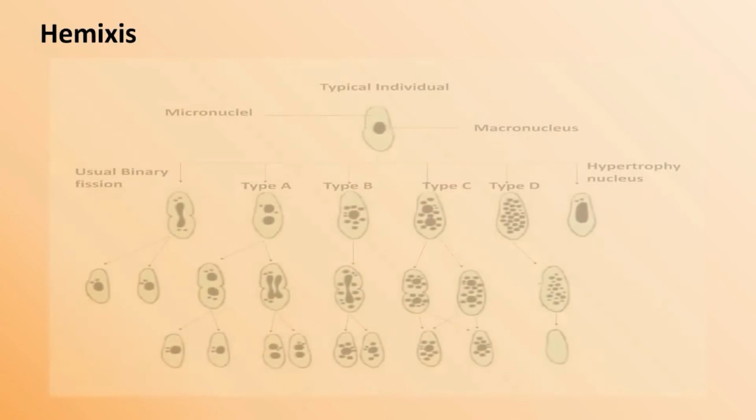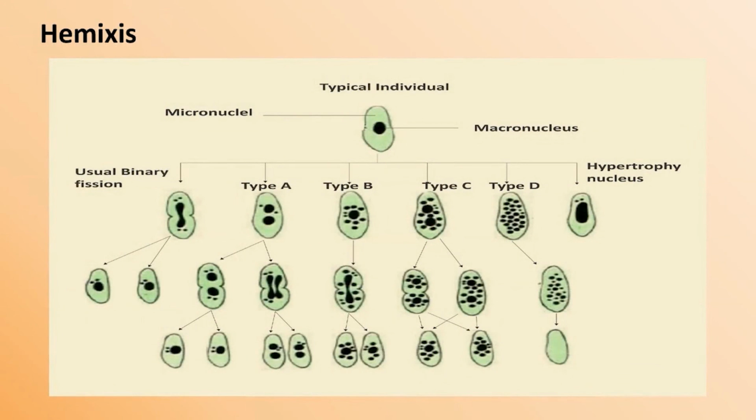Hemixis is primarily a process of macronuclear fragmentation and division without any unusual micronuclear activity. Diller classified hemixis into 4 types, namely A, B, C and D. But he also encountered all types in mass cultures of Paramecium caudatum and Paramecium multimicronucleatum. Type A is the simplest form of hemixis, characterized by a division of the macronucleus into 2 or more parts. This division is not synchronized with micronuclear division.